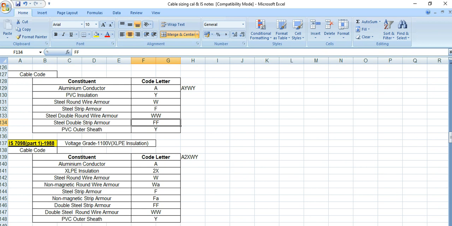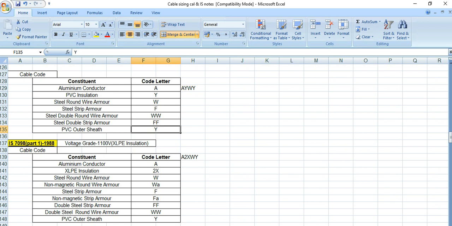And the last code Y is for PVC outer sheath. The outer sheath is what we can see from the outside of a cable. Generally it is black. In some cases it is red also. For firefighting or emergency or DG cables it is red color, otherwise it is black. So it will be specified as per the specification requirement.